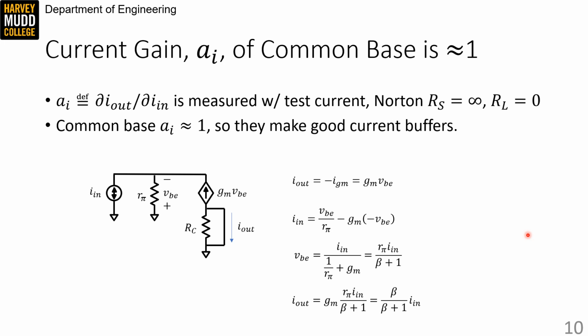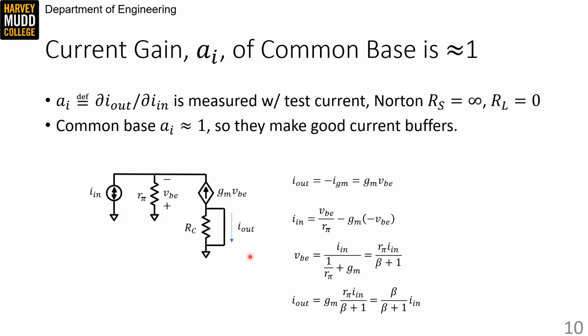We measure current gain in a similar way to voltage gain as outlined up here. We imagine a Norton test current with infinite RS, so that's an open circuit, I haven't drawn it in here. And then we measure how much current goes through a shorted load attached to the output of the amplifier.